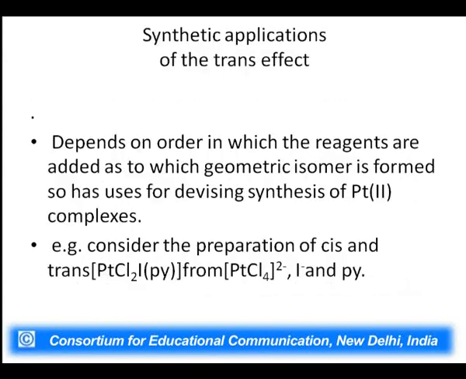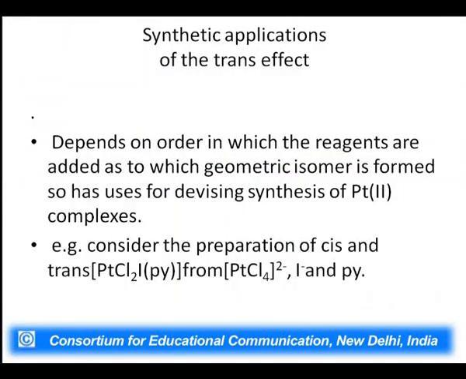Moreover, thinking about the trans effect, this effect finds many applications in the synthesis of various compounds and complexes. If we know the trans-directing properties of the ligands, while synthesizing various isomers of platinum complexes, we can keep in mind the order of trans-directing effect. Depending upon the order, the reagents can be added so that we get the geometric isomer that we want to obtain.